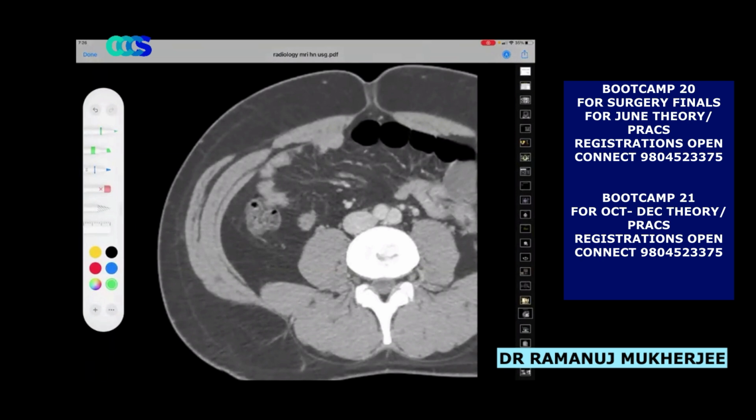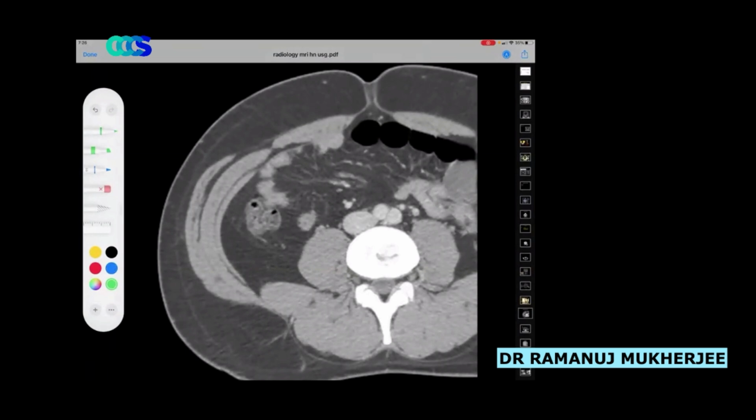Yesterday in the emergency, we learnt about this to be the colon, the right side of the colon. This is the mesentery of the intestine. But now my attention is not on this one.